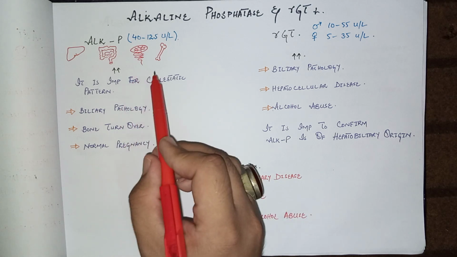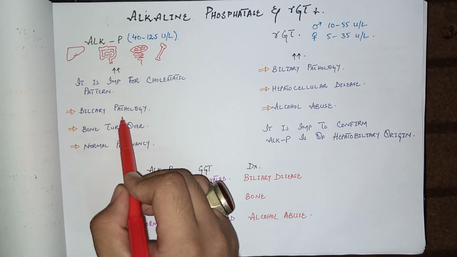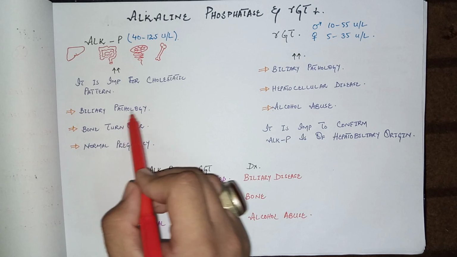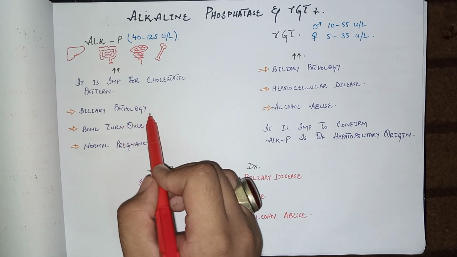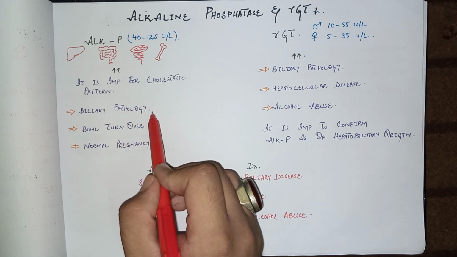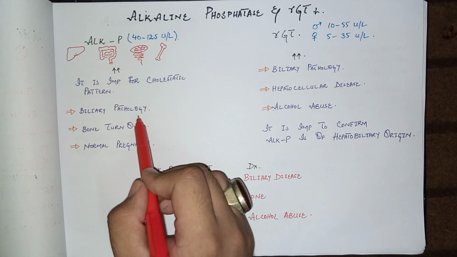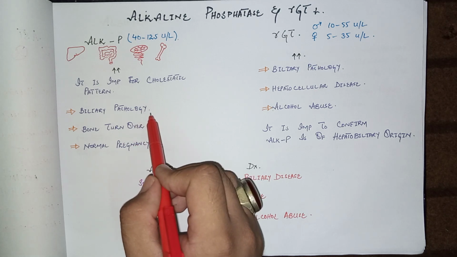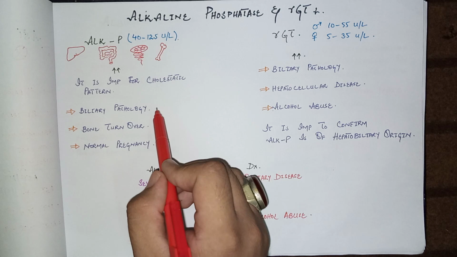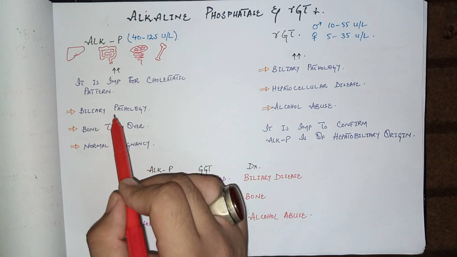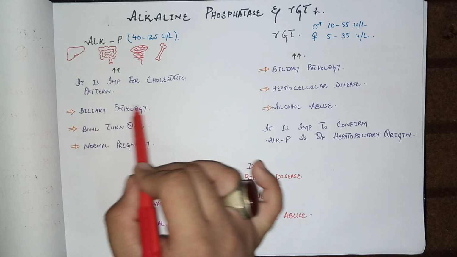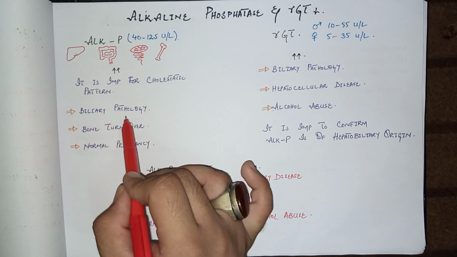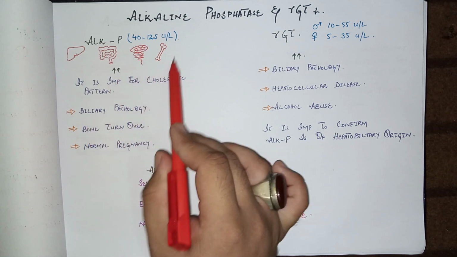So when its levels are elevated, there is biliary tract pathology, like gallstones or choledocholithiasis, stones in the biliary tract, or cholangiocarcinoma, or cholangitis like ascending cholangitis, as well as a pancreatic head tumor which is compressing the biliary tract. So in all these pathologies, alkaline phosphatase levels are high.